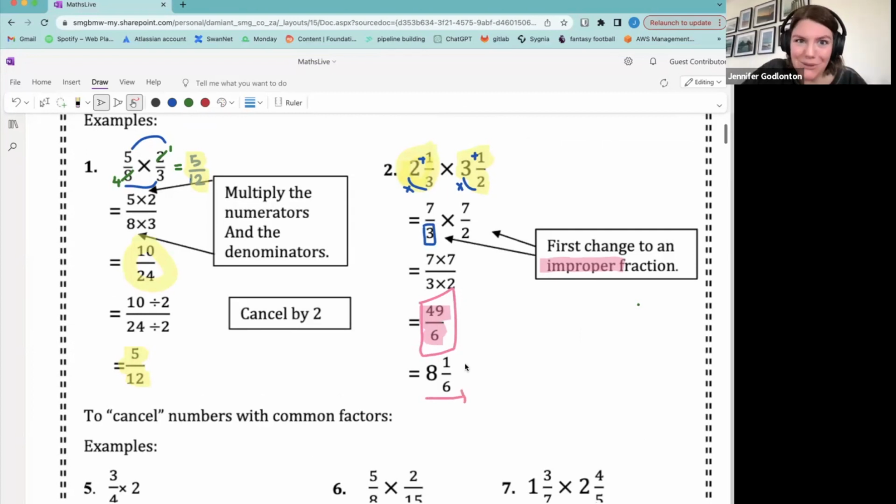But let's go sideways. The easiest thing to do is to think, how many times can 6 go into 49? So 6, 12, 18, 24, 30, 36, 42, 48. And if I go another one, I go higher than 49. So 6 goes into 49 8 times. That's where this 8 whole number comes from. It went in 48, so I'm left with 1 left over, which is that 1 over 6. That's how we get the 8 and 1 over 6. Does that make sense? Yes, it does. Thank you. No problem.